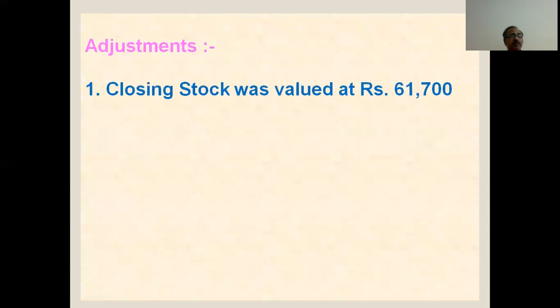Then adjustments, closing stock. Always remember, adjustments have a twofold effect. They will be recorded on two sides, or two treatments will be there. One treatment will be in the income statement and another impact will be on the balance sheet. For example, closing stock rupees 61,700. Closing stock is an asset, so it goes on the asset side of the balance sheet, and closing stock will be shown on the credit side of the trading account.